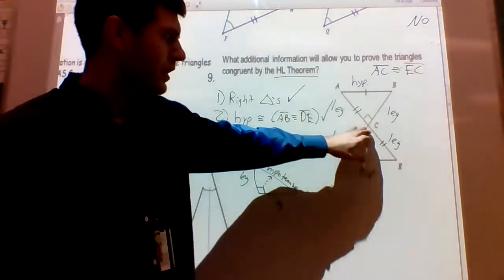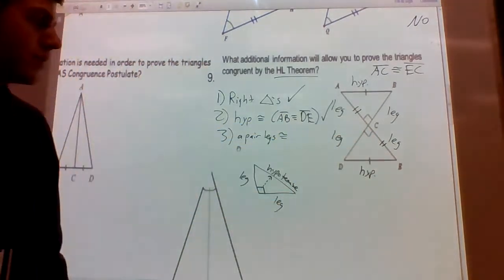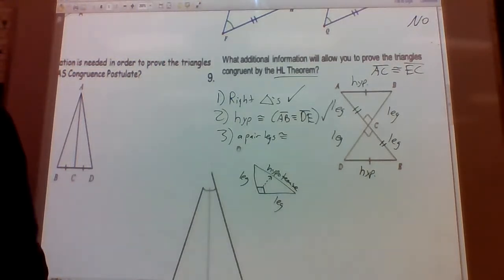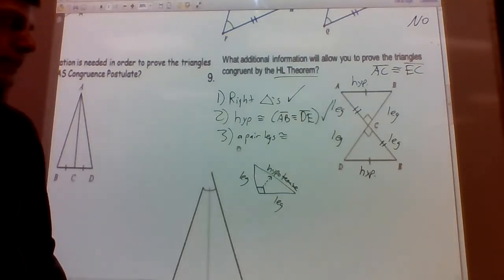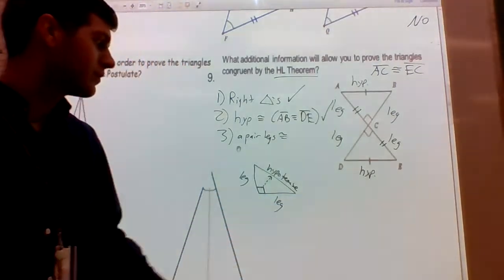You could also say something like C is the midpoint of AE, or C is the midpoint of DB, or DB bisects AE, or AE bisects DB. Okay. Anything that would indicate that we have congruent legs.